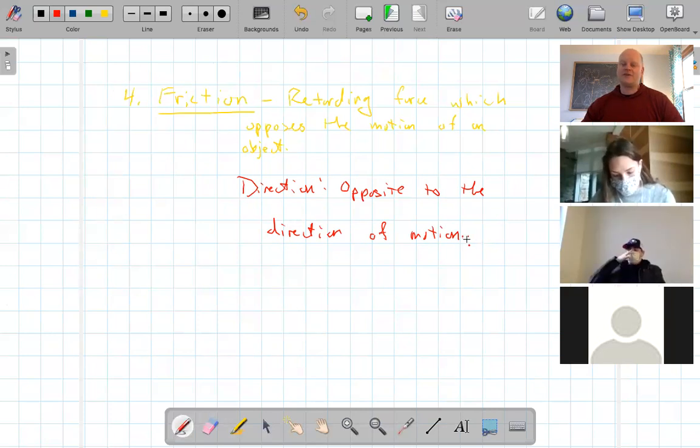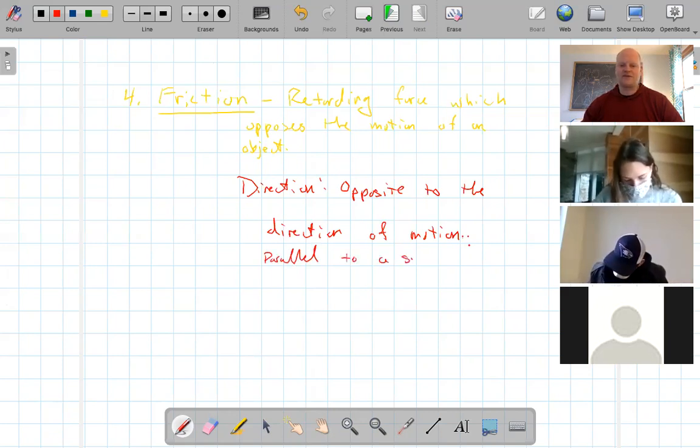The friction force is always parallel to a surface. So the normal force is perpendicular to a surface, and the friction force will always be parallel to a surface. In general, I have two types of friction forces. The first one is what's known as kinetic friction, and the second one is what's known as static friction.